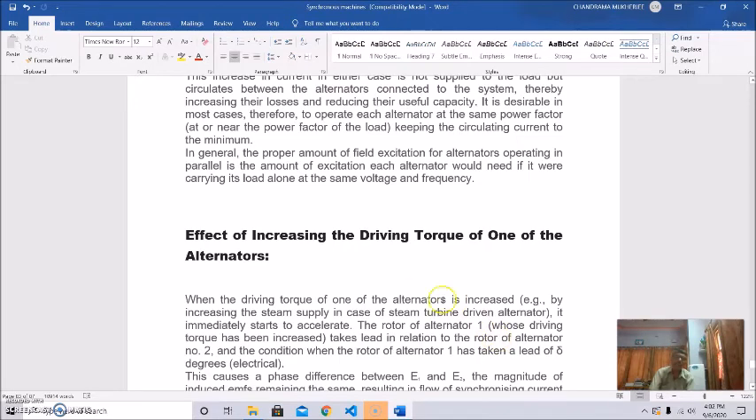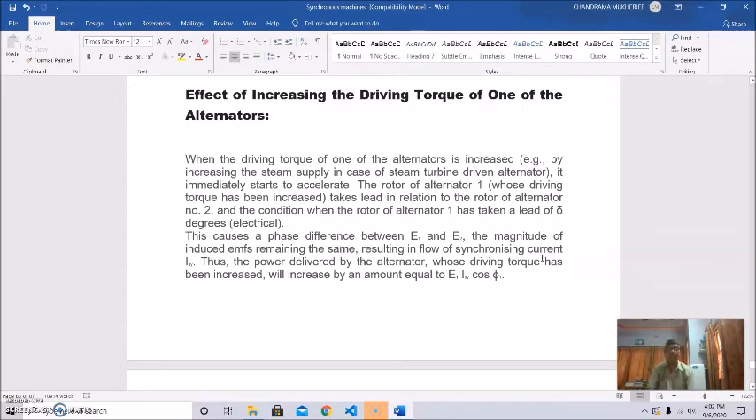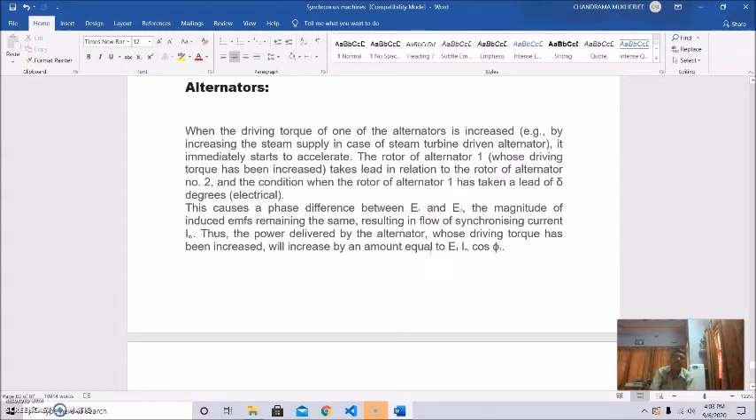Now, what is the effect of increasing the driving torque of one of the alternators? When the driving torque of one of the alternators is increased, that is, by increasing the steam supply in the case of a steam turbine-driven alternator, it immediately starts to accelerate, and the rotor of alternator 1, whose driving torque has been increased, takes a lead in relation to the rotor of alternator 2. Suppose the rotor of alternator 1 has taken a lead of delta electrical degrees. This causes a phase difference between E1 and E2, the magnitudes of the induced EMFs remaining the same, resulting in a flow of synchronizing current, ISY.